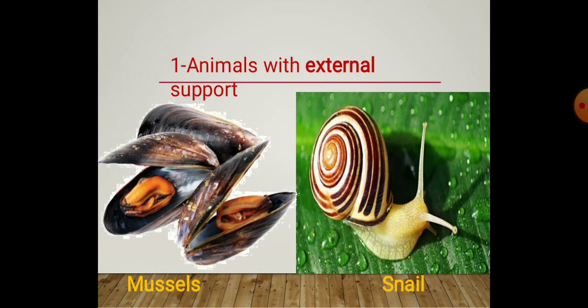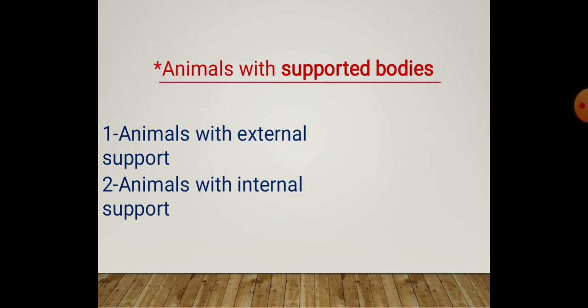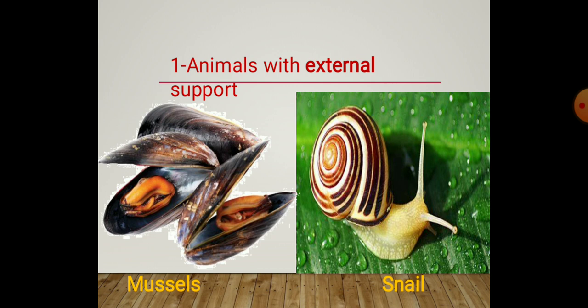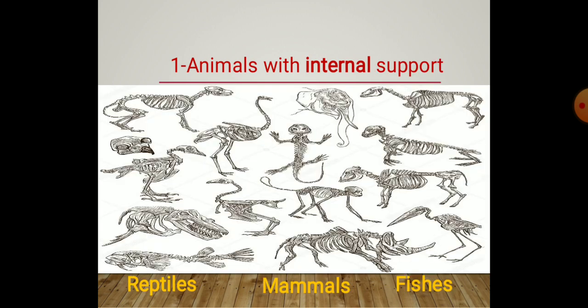And now we are going to talk about the animals with supported bodies, divided according to location of the support into animals with external support and animals with internal support. First, animals with external support, such as mussels and snails. Number two, animals with internal support, vertebrate animals which have vertebral columns, such as fish, reptiles, birds, and mammals.